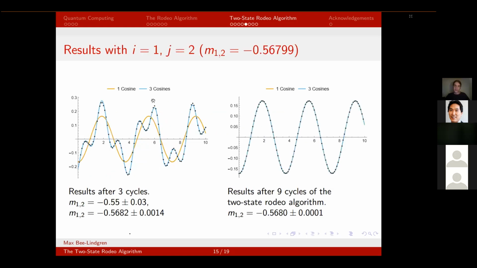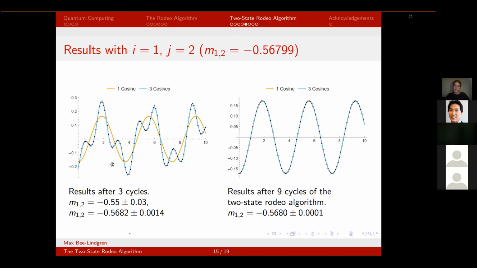So what does that data come out to look like? This is for the ground state and the first excited state, and the exact matrix element is roughly minus 0.56, 0.57. With only 3 cycles on the left here, you can see there's an additional cosine that's causing some oscillations. In fact, there are 2 cosines here that are causing oscillations. So this is the effect of an additional energy state that's crept into our theoretically 2-state system.